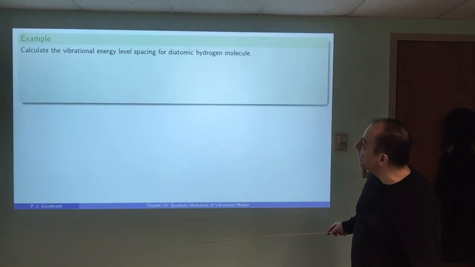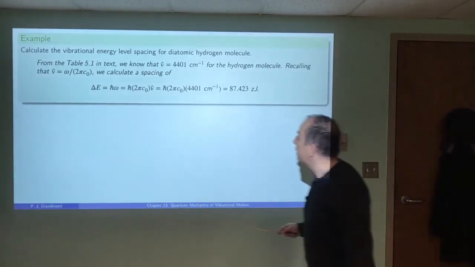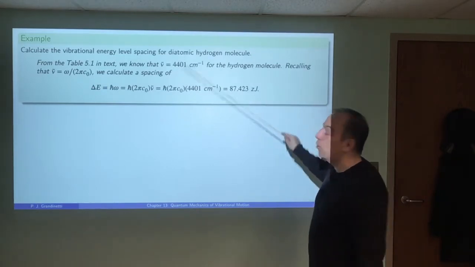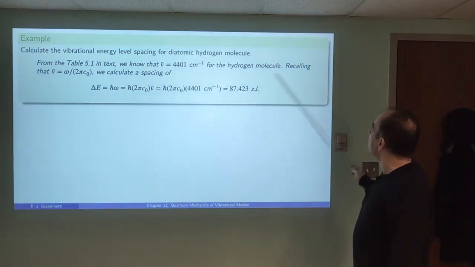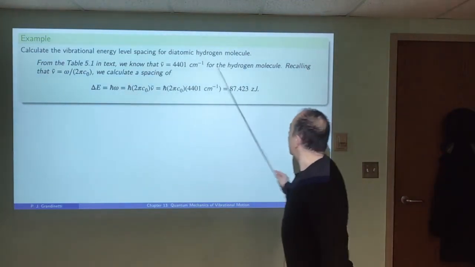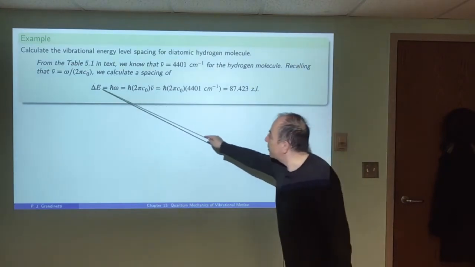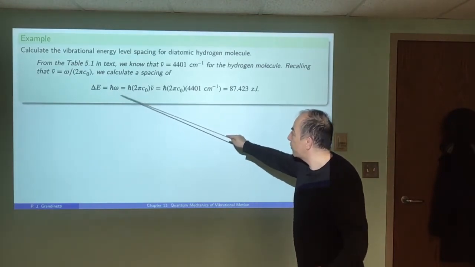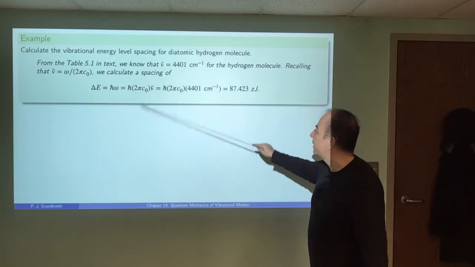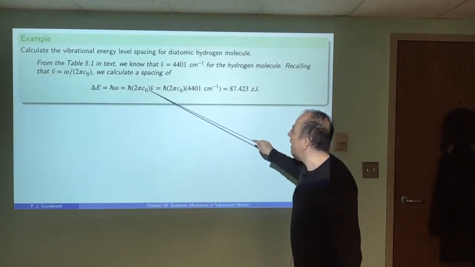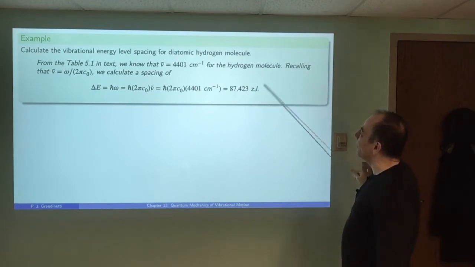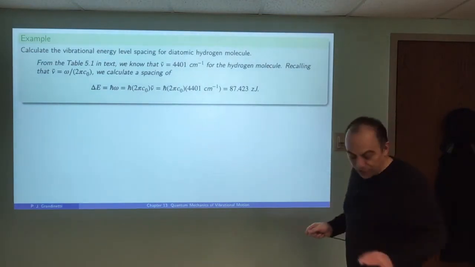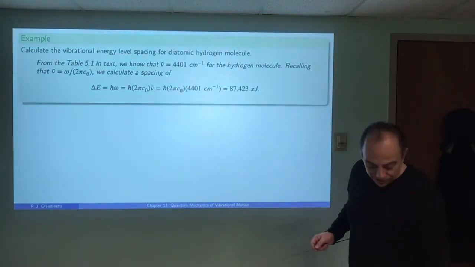If we go back to table 5.1 in the chapter, we saw that this wave number for a hydrogen molecule was 4401. This was measured spectroscopically. So we can take that relationship that I just gave you and calculate the spacing for this hydrogen molecule just using delta E is h bar omega, just like we saw before. We're going to rearrange this expression for omega, plug in our number here, and we're going to get a value of 87.423 zeptajoules.